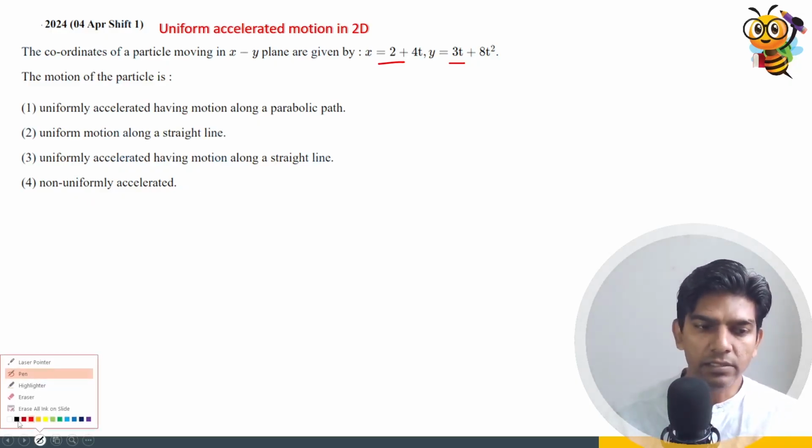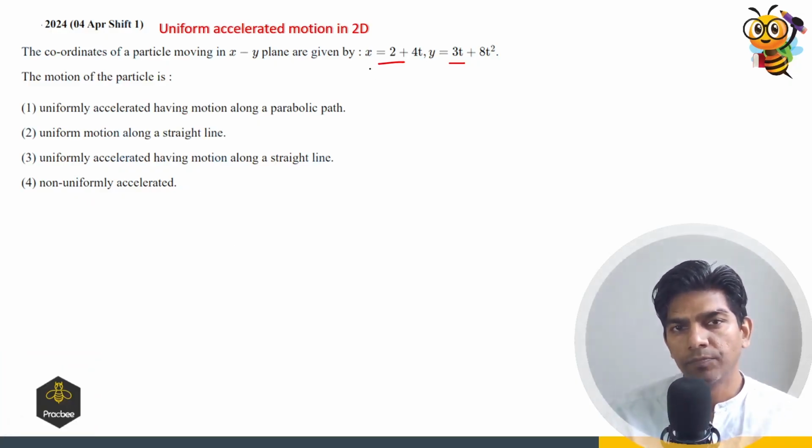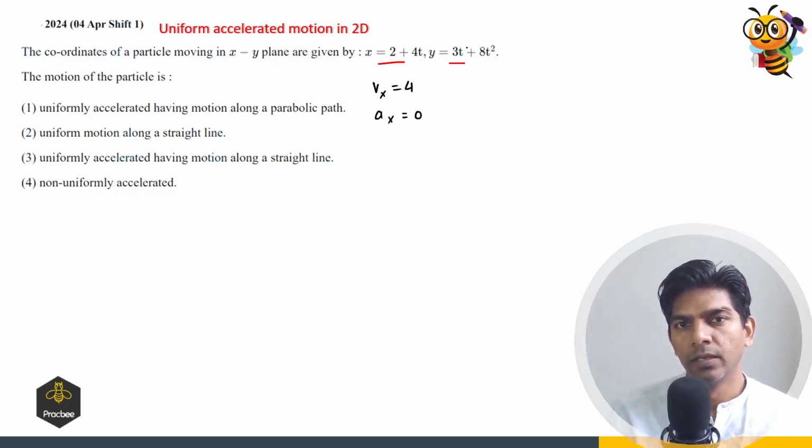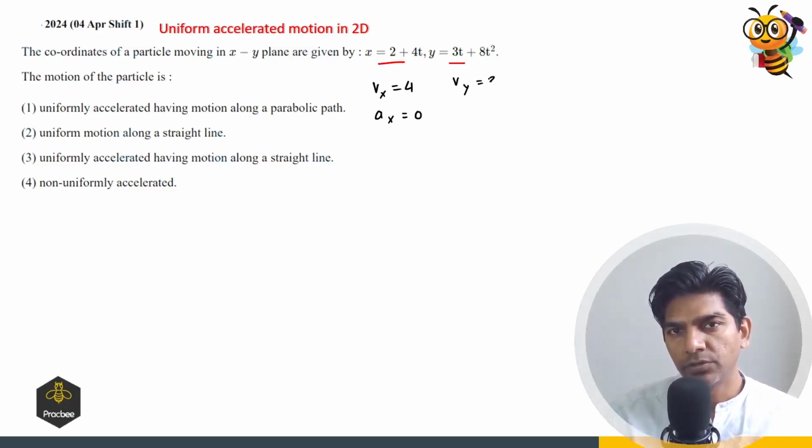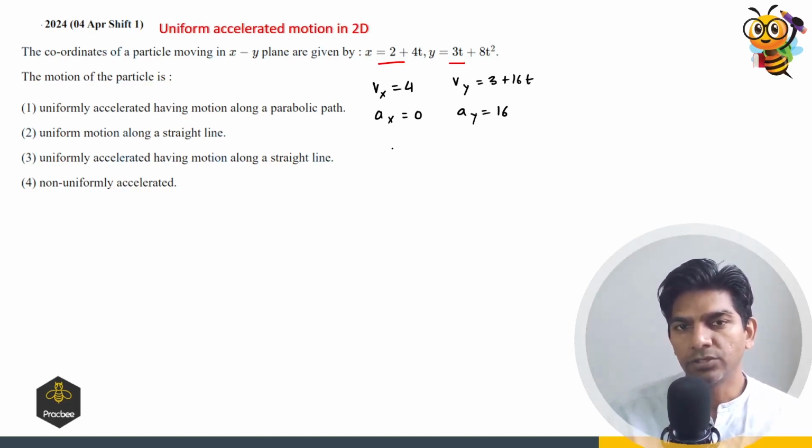So let us find the acceleration. We have given x, so let us find velocity in the x direction. That will be 4. Then acceleration in the x direction will be 0. Now velocity in the y direction will be 3 plus 16t, and acceleration in the y direction will be 16. So if you look at this, the acceleration is constant. It is 16 j cap.